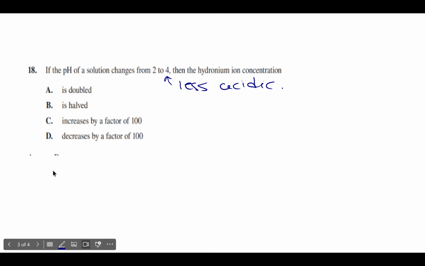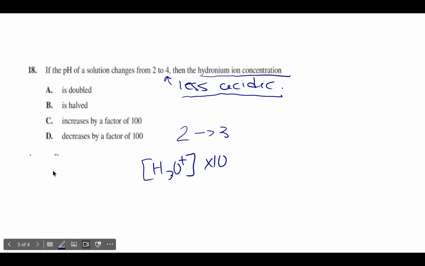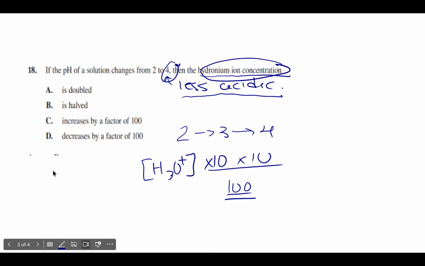So to begin with, talking about the hydronium concentration, if it's becoming less acidic, we know that it is decreasing. And every time you move on the pH scale, so if you're moving from 2 to 3, your hydronium concentration changes by a factor of 10. So this first shift from 2 to 3, you would multiply by 10. And then going from 3 to 4, you would multiply by another 10. So 10 times 10 gives you that factor of 100. And knowing about hydronium, because you're moving up the pH scale, your hydronium would be decreasing by a factor of 100.